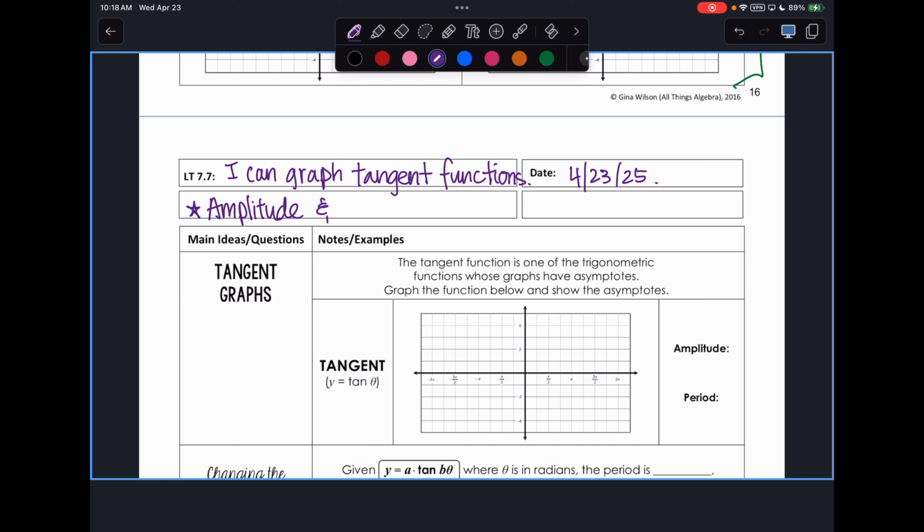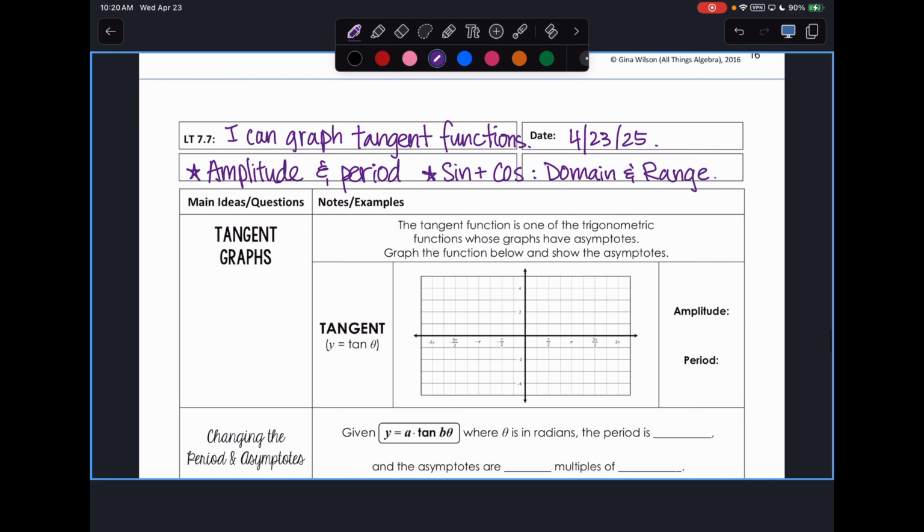Now, I think I'm going to make an exception for tangent for the domain and range, but for sine and cosine, for sure, you need to know domain and range. Okay? So I'm giving you that heads up right now. You have to be able to state the domain and range for sine and cosine, but not for tangent, and you'll see why. All right, here we go.